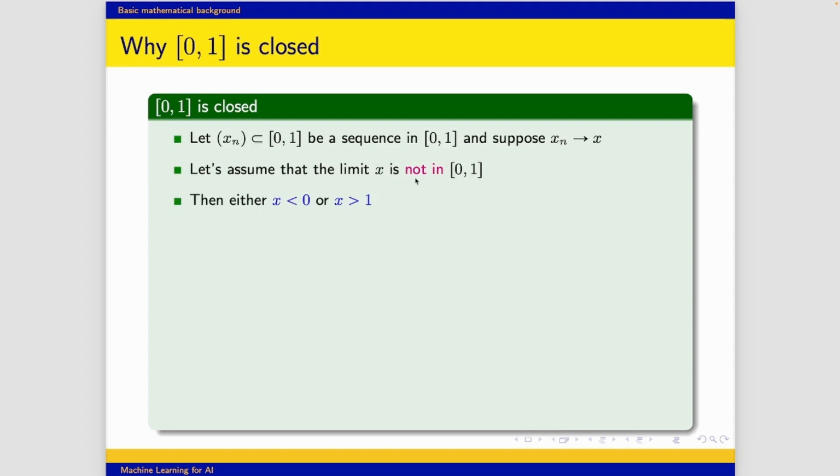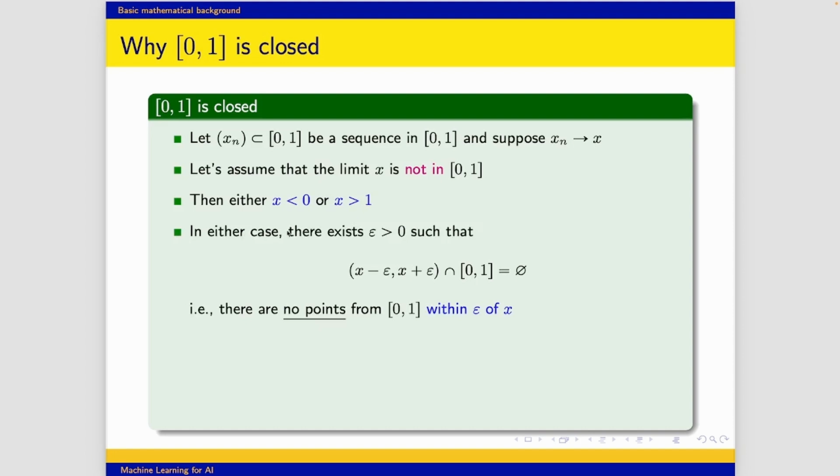Now, if this is the case, if x, our limit, is not in this interval, then either it's less than 0 or it's greater than 1. In either case, we can find an epsilon such that this is true. So what do I mean by this? Well, in words, this is telling us that there are no points in our interval that are within a distance epsilon of x.